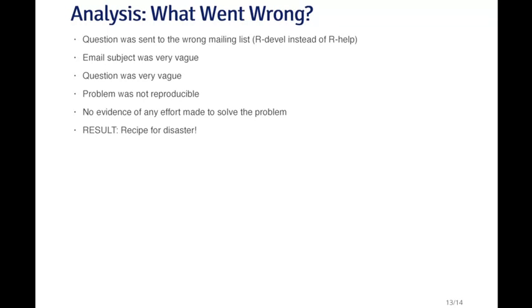However, in addition to that, the email subject was very vague. It was not clear what the problem was. The question itself was very vague. There was no reproducible example there. It was not possible for other people who were reading the email to reproduce what that person's problem was. And there was no evidence that any effort was made to solve the problem. So there was no evidence that they searched the web or checked the manuals or experimented with the problem or anything like that, or even looked at the forums. And so the end result was a complete recipe for disaster, and it's likely that this person did not get the answer to their question.